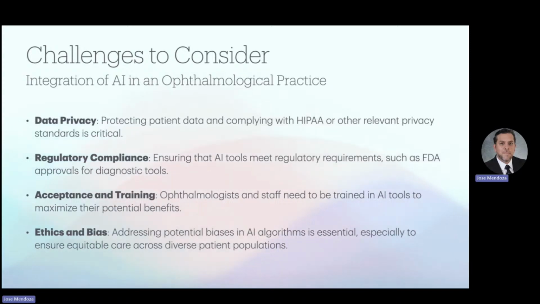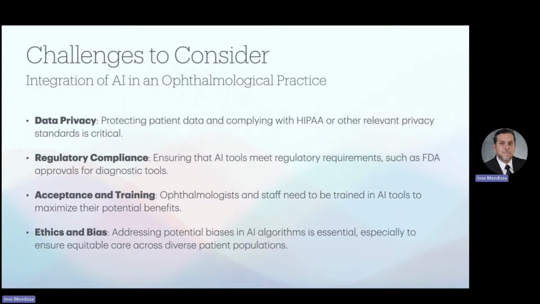There are a lot of challenges to consider, like data privacy. We must protect patient data and comply with all the relevant privacy standards. It is critical. We need regulatory compliance, ensuring that our AI tools meet regulatory requirements such as FDA approvals for diagnostic tools. That is also really important.